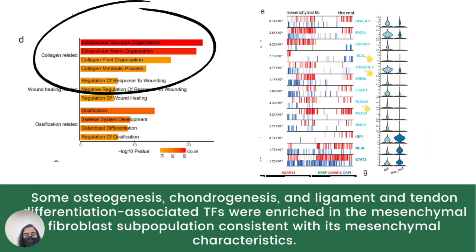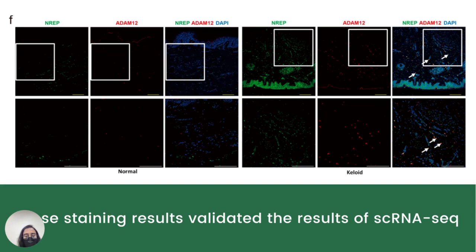Figure D shows the functional enrichment of upregulated genes in mesenchymal fibroblasts. Here in figure E, violin plots show the master regulators for mesenchymal fibroblast in the right panel. To validate the findings identified by scRNA-seq, they performed immunofluorescence staining for NREP and ADAM12 in normal and keloid tissues.